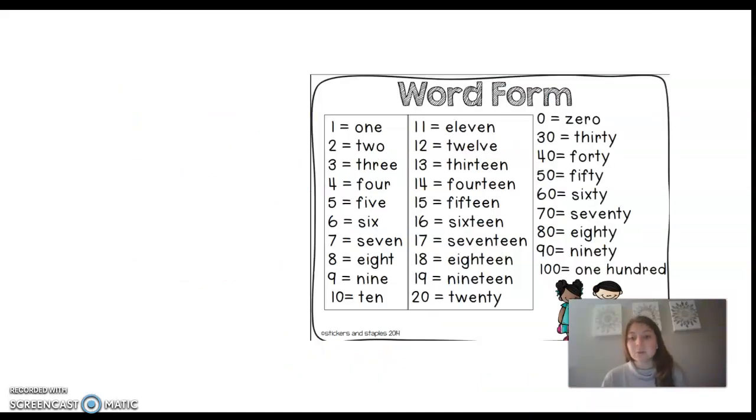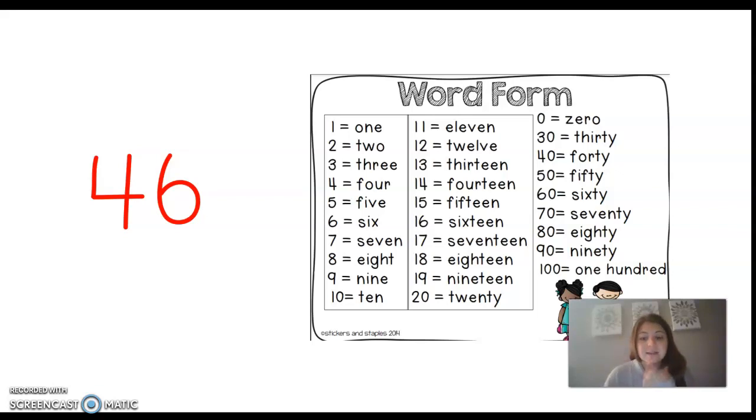Now that we have our word form paper with us, we're going to practice writing numbers. If we have this number 46, right now it's written in standard form. To write it in word form, let's practice saying the number 46. One more time. 46. When we write the number, we're going to write it with those same words we used to say it.